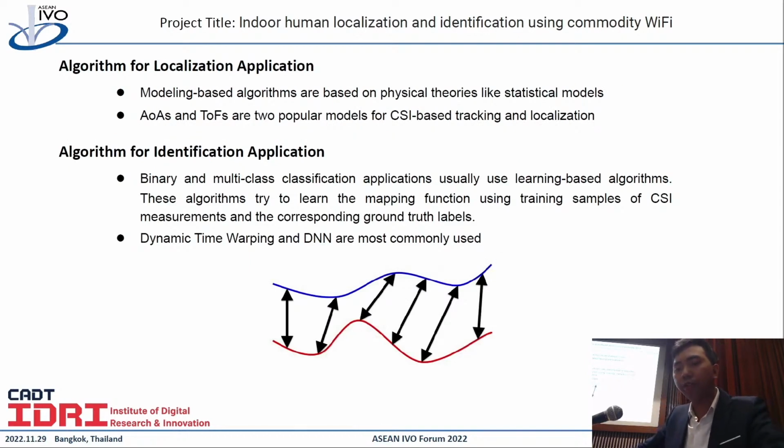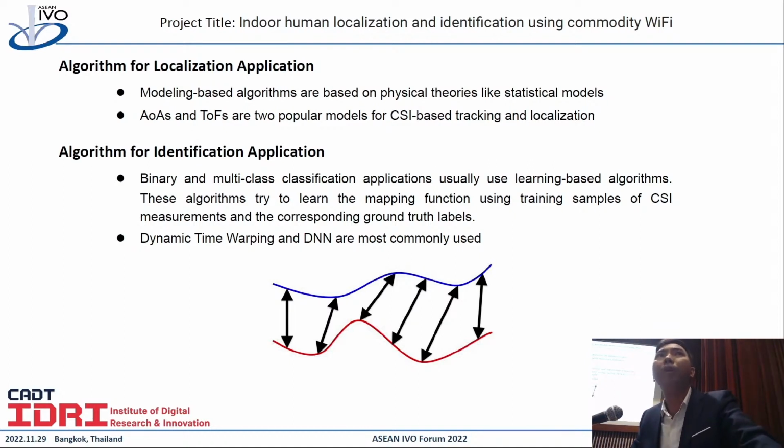Let's move on to different algorithms we can use for localization, tracking and identification. For localization applications, methods are mostly model-based, and the two main methods we usually see are angle of arrival, which also depends on the router, because in some receptions you only have one antenna, so you don't get the angle of arrival accurately. So the resolution is quite big in that case.